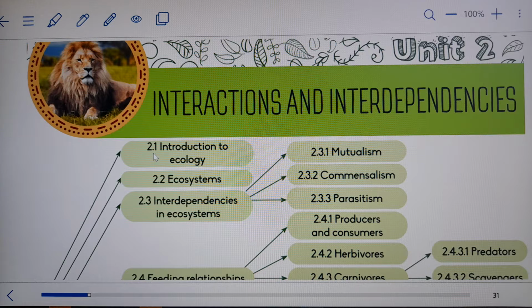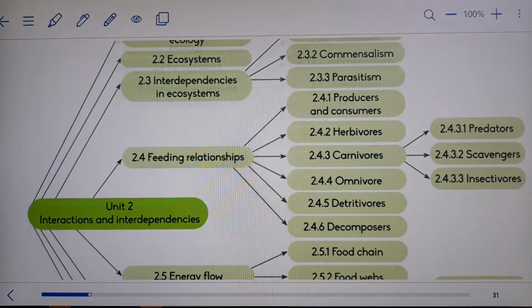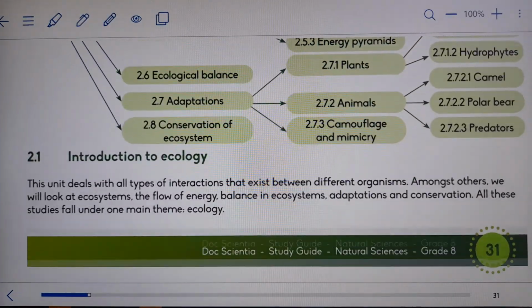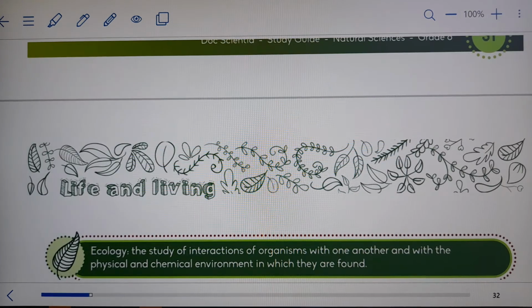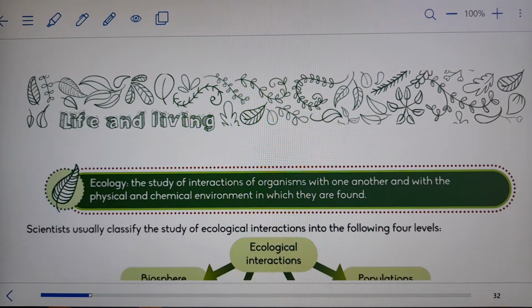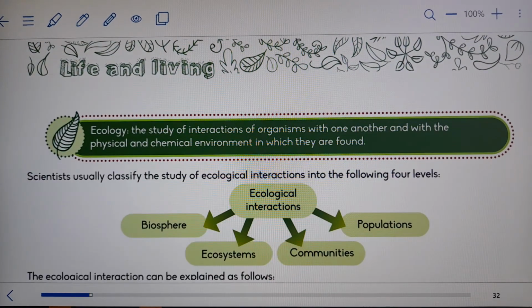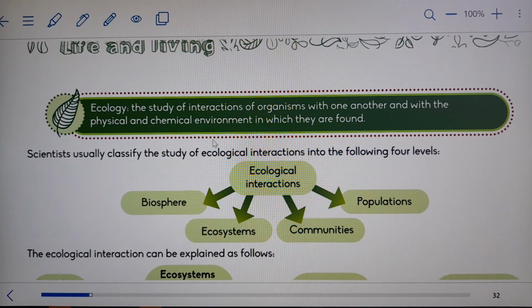So this is what we will be covering in this lesson. We're going to start at 2.1, cover 2.2, cover 2.3, and 2.3 is broken into 2.3.1, 2.3.2, 2.3.3. Let's go for it. We will come back to this page 31 now and then just to check what we are covering. Okay, so the first that we get is ecology. We are going to start with ecology.